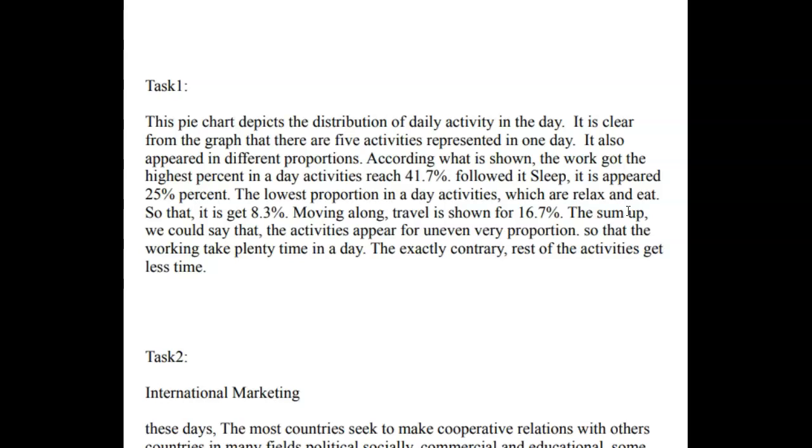We don't say "the exactly contrary." We say something like, "in contrast, the rest of the activities get less time." There are a lot of different words you could use here. We never say "the sum up." We say "to sum up." And then no comma here. "The activities appear for very uneven proportion." That's grammatically, lexically, that doesn't make sense in English. I think you're just trying to say that the proportions for the different activities varied widely. Okay. I think this is what you're trying to say, but again, I'm not really sure.